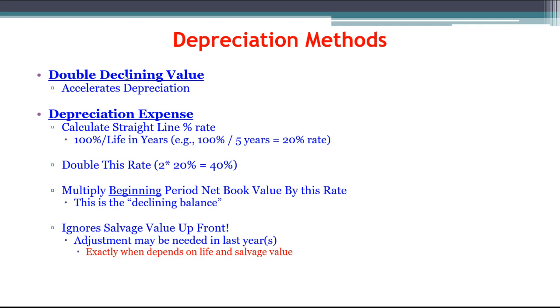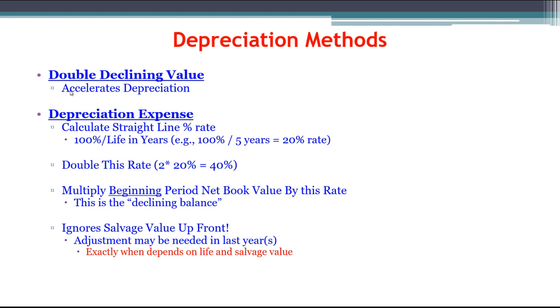Now there are a few variants of this. The one we're going to talk about is the double declining balance, double declining value. But there's also the 150% declining value or declining balance, and I'll explain the difference in those in a bit.